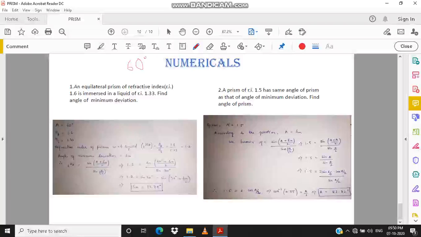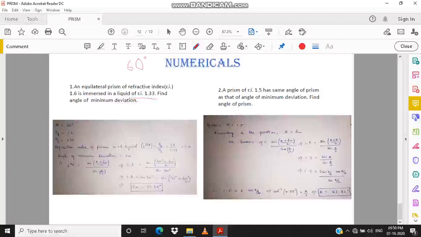Now, an equilateral prism of refractive index 1.6 is immersed in a liquid of refractive index 1.33. What liquid is this? Can you tell me? It is actually the refractive index of water, that is 4/3. So this liquid is nothing but water. Now we need to find the angle of minimum deviation for this numerical.